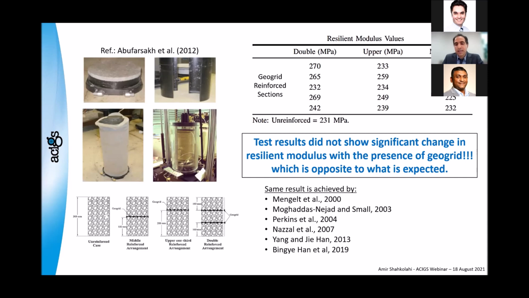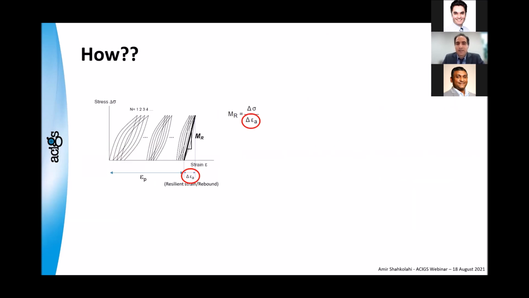The same result was achieved by some other researchers, who didn't see benefit in resilient modulus by using track cell test. So what is wrong? Is geogrid not providing resilient modulus, or are we doing something wrong? We can see the answer in this slide. This is, as we said, how we measure the resilient modulus. Now, the point is, when we use geogrid, we reduce the plastic strain, but we don't reduce the resilient strain.